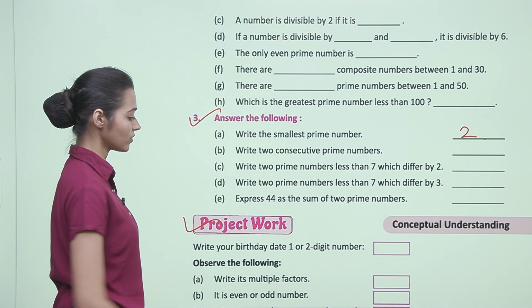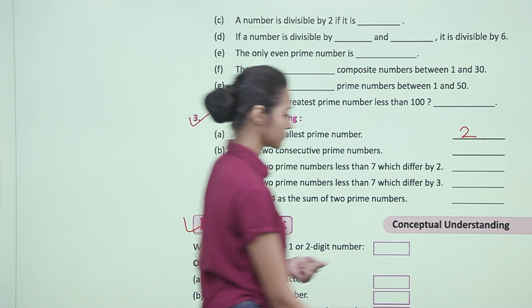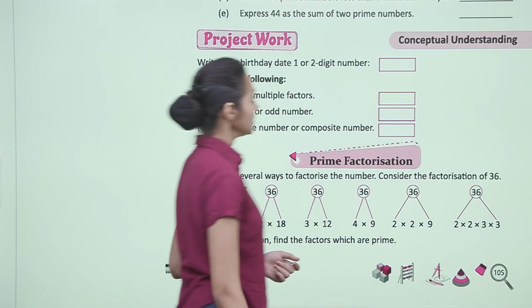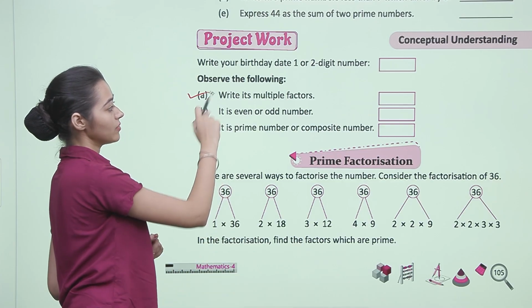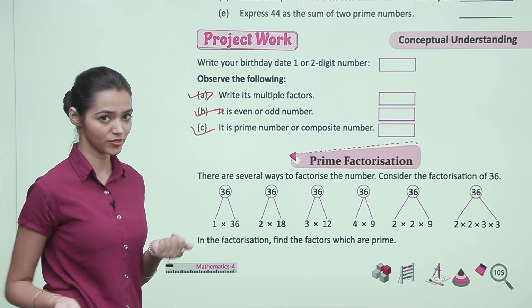Now next is the project work. You have to write your birthday date, a 1 or 2 digit number, whatever it is. Then you have to observe its multiple factors, whether it is an even number or odd number, a prime number or composite number.